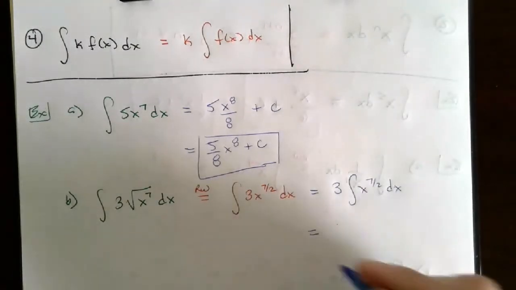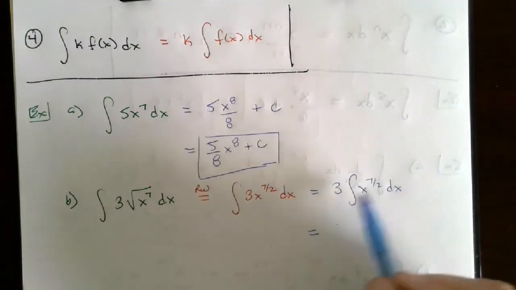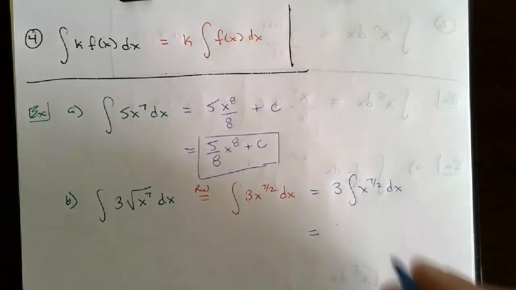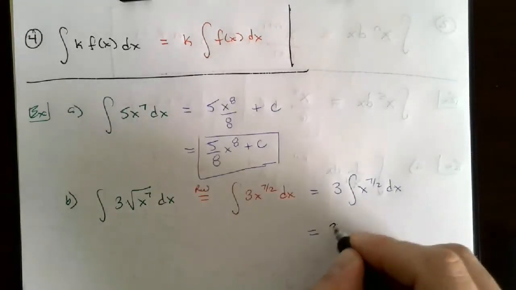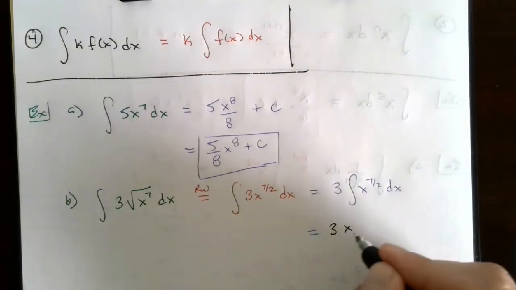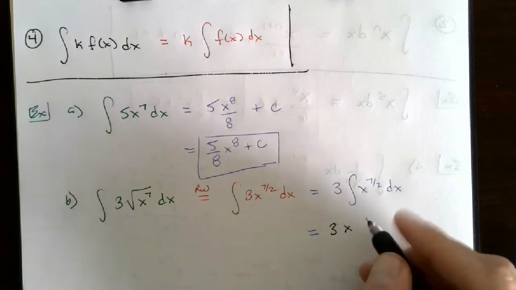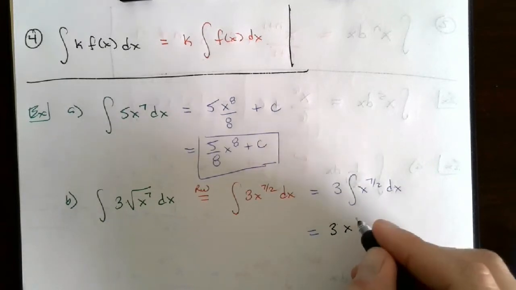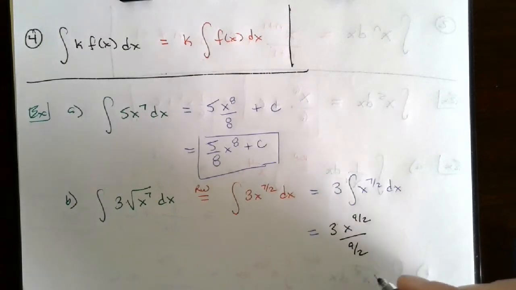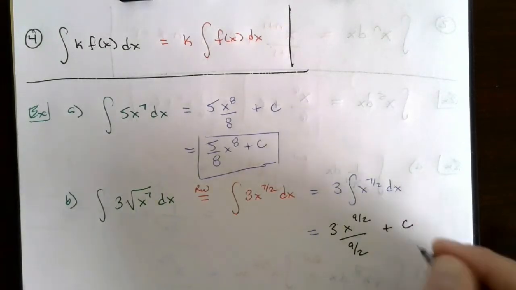So now we're ready to take the antiderivative. Remember, that's when you can eliminate the symbols that talk about it. So we would have 3 times, what's the antiderivative of x to the 7 halves? Well, it's x to the 7 halves plus 1, which would be 7 halves plus 2 halves, which is x to the 9 halves, divided by 9 halves, and then plus c.